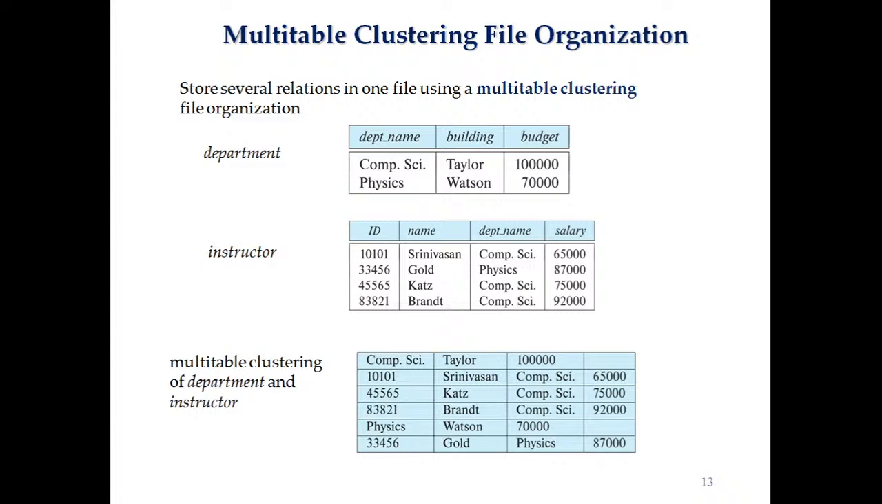So now the example is looking like this. For example, consider a table department, where 3 fields are there: department name, building, and budget, and some data values are already inserted in this table. And again you consider another table, instructor, and in this instructor table a total of 4 fields are there, and some data values are inserted. Now when we merge these tables, we have 2-3 types of scenarios.